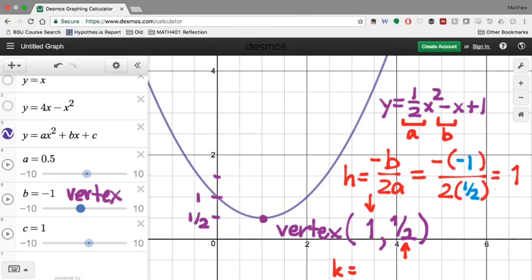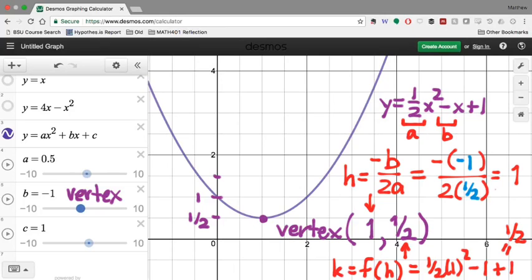Plug the 1 in. Yeah, the x value that we found for the vertex, plug that in. What are we plugging it into? The function. Right, the equation that defines our function, f of x. So it's just f of h. So we'll just do 1/2 times 1 squared minus 1 plus 1. Just plugging a 1 in for x into our formula. And sure enough, we evaluate all of that out, and we get 1/2.